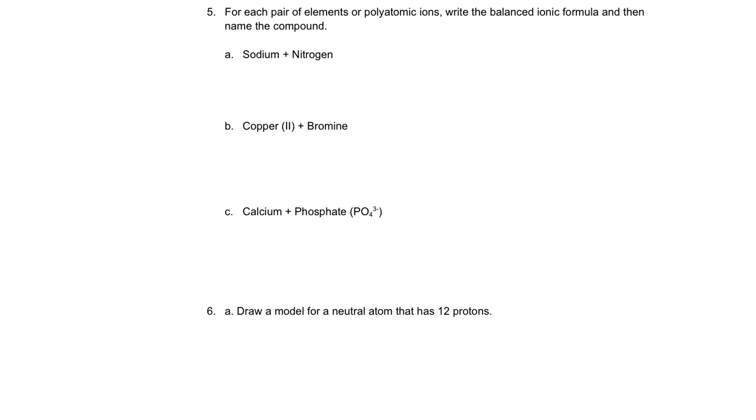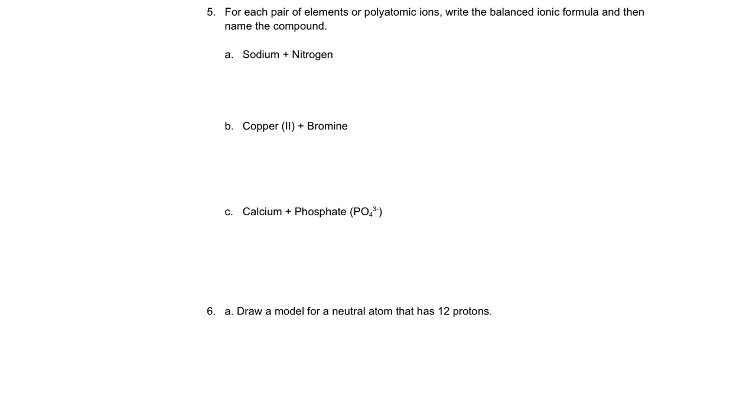Okay, number 5 says, for each pair of elements or polyatomic ions, write the balanced ionic formula and then name the compound. All right, so this one wants us to write the formula for what happens if we put that sodium and nitrogen together, and then it also wants us to name it.